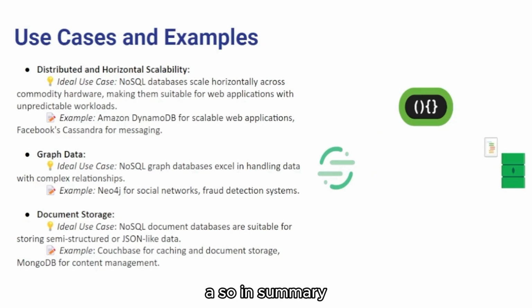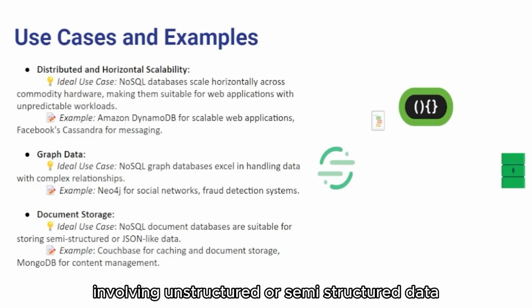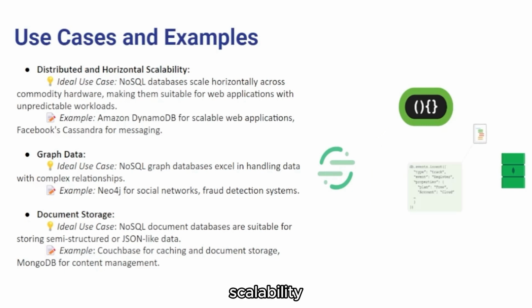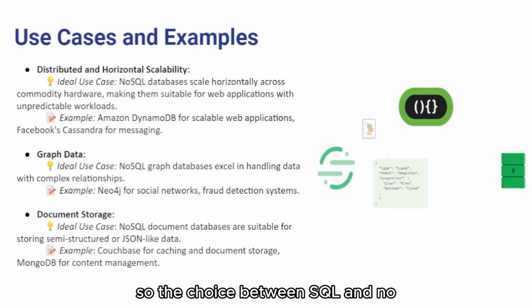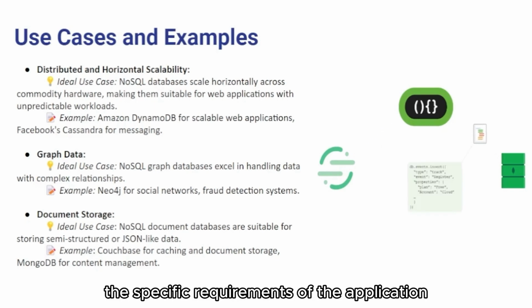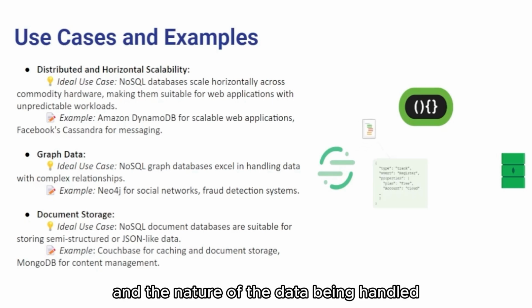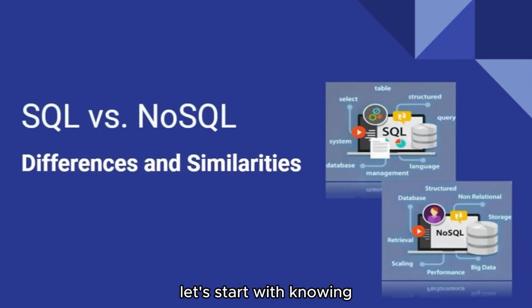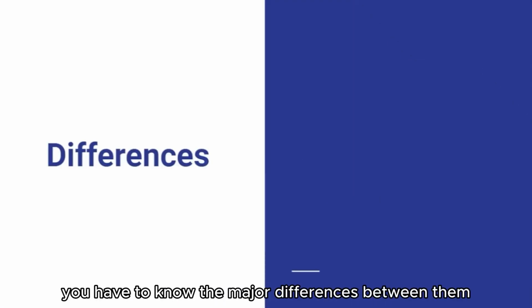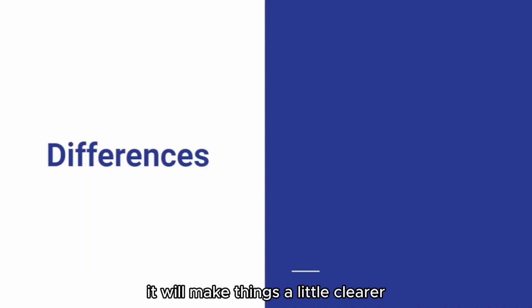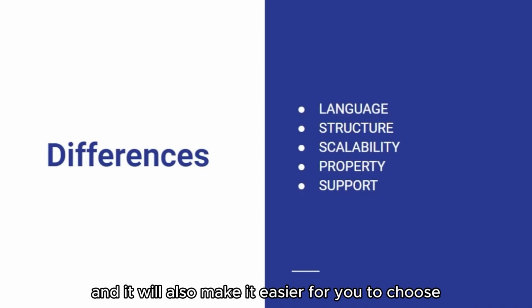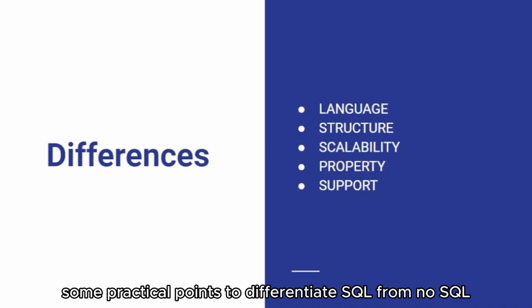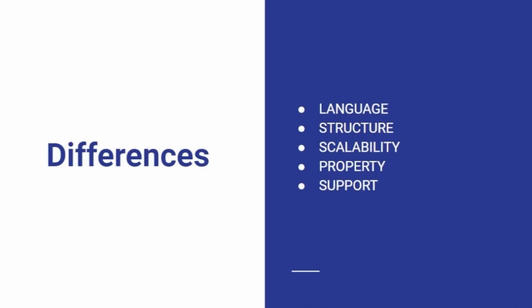Okay, so in summary, NoSQL databases are preferred for scenarios involving unstructured or semi-structured data, scalability, and flexibility. So the choice between SQL and NoSQL often depends on the specific requirements of the application and the nature of the data being handled. Okay, so now let's highlight the key distinctions between SQL and NoSQL databases. Let's start with knowing how they differ from each other. So to decide which database you should use, you have to know the major differences between them. It will make things a little clearer, and it will also make it easier for you to choose. So here, we will have some practical points to differentiate SQL from NoSQL.